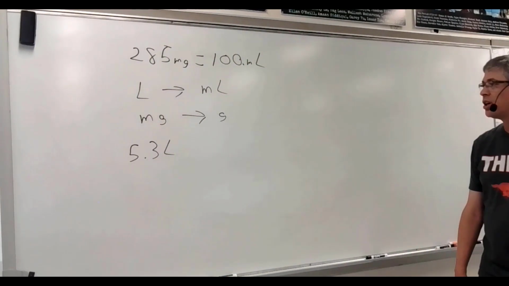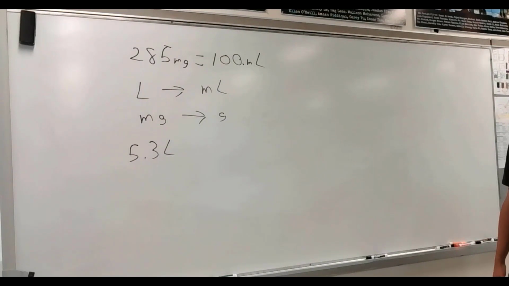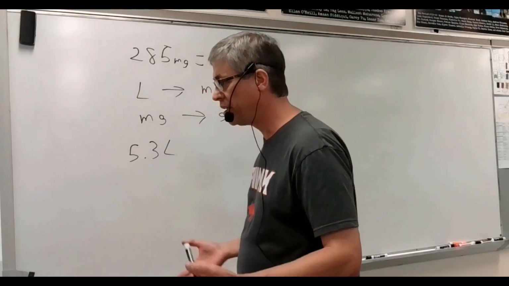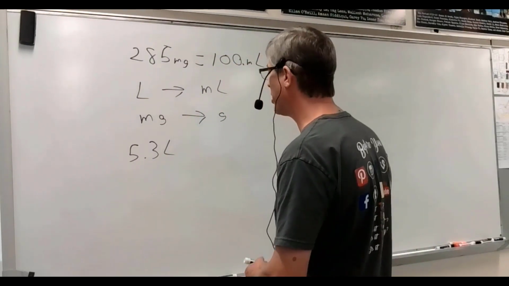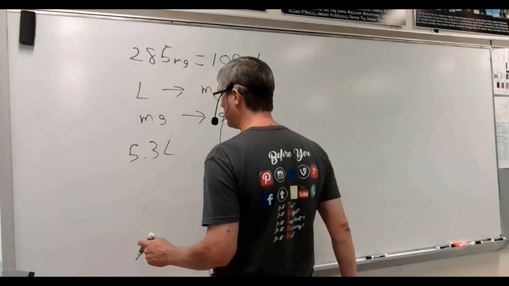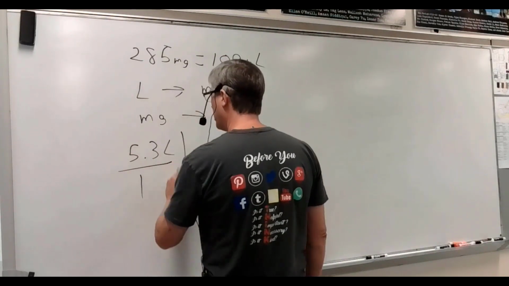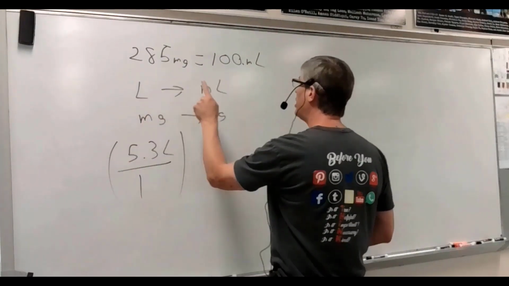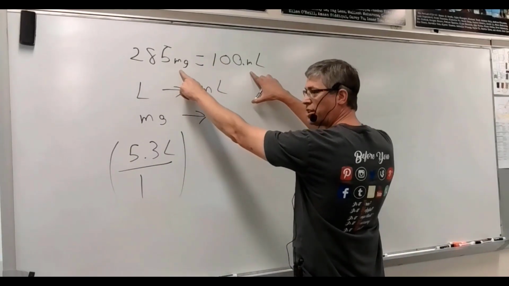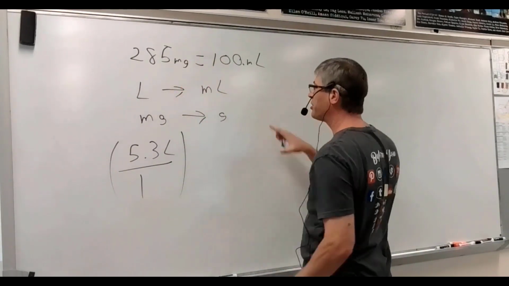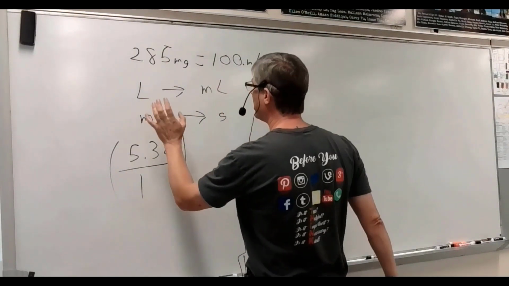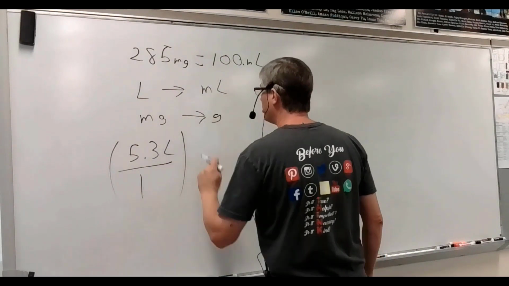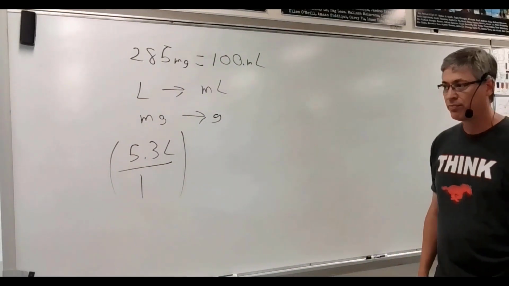Sometimes the hardest thing with a problem like this is where do I start? You could start as one individual, but that one individual contains 5.3 liters of blood, so there's really no reason to multiply by the 1. I'm going to start with the 5.3 liters. I have come up with a plan here. I have to get my liters to milliliters so that I can then use this as a conversion factor to get to mass. Once I do that, then I can take the milligrams and convert to grams. I know my writing is bad, but you'll get used to it.